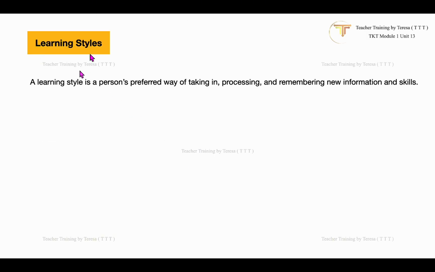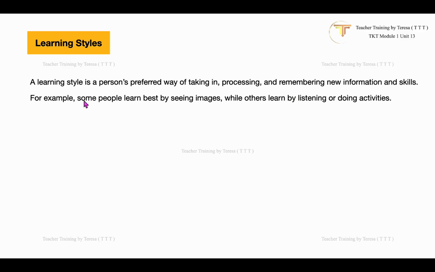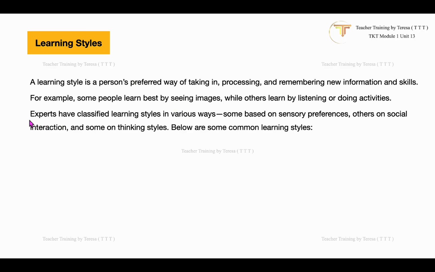Learning styles. A learning style is a person's preferred way of taking in, processing, and remembering new information and skills. For example, some people learn best by seeing images, while others learn by listening or doing activities. Experts have classified learning styles in various ways, some based on sensory preferences, others on social interaction, and some on thinking styles. Below are some common learning styles.